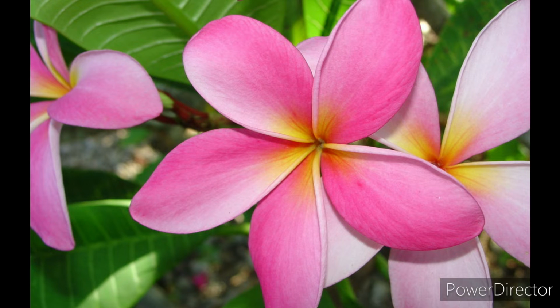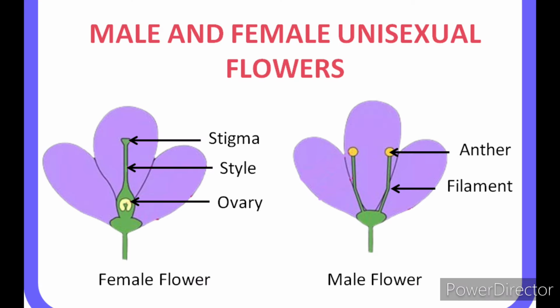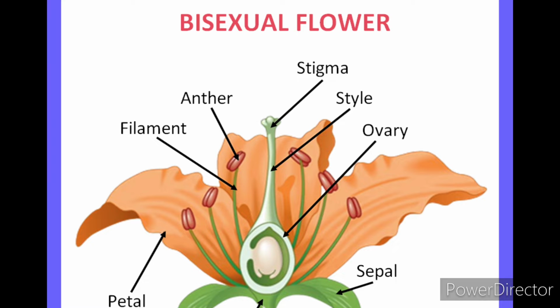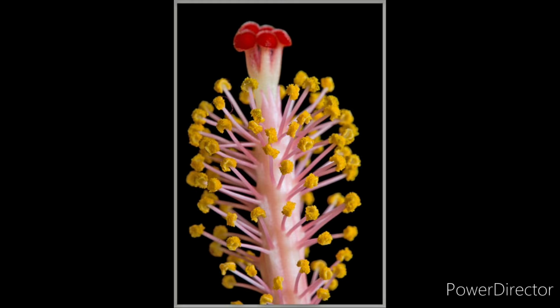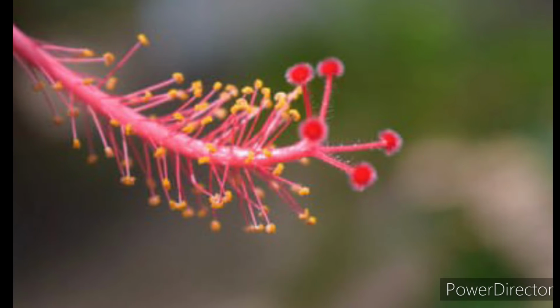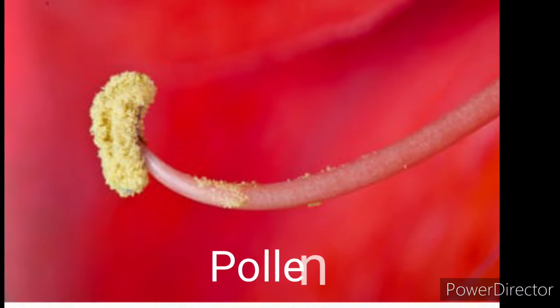There are bisexual and unisexual flowers. The flower may be unisexual when it contains either stamens or carpels. A flower may be bisexual when it contains both stamens and carpels. Stamen is the male reproductive part and it produces pollen grains.